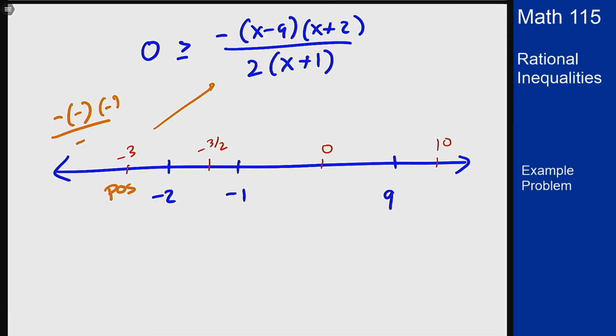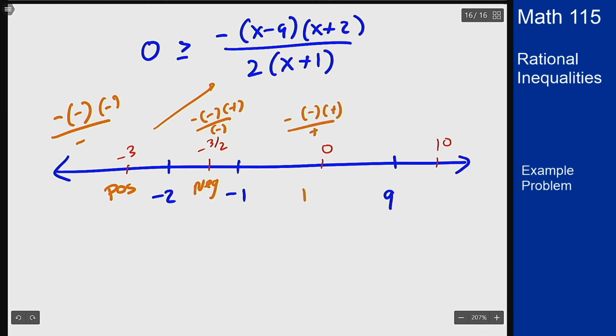At minus 3 halves, I will get negative times a negative on the top still. Negative 3 halves plus 2 is now positive. And then negative 3 halves plus 1 is negative. This is a negative number. For 0, I get the negative sign out front. I get a minus 9. I get a plus 2. And I get a plus 1 on the bottom. That's a positive number. And at 10, everything here is positive besides the minus sign out front. So I get a negative number.